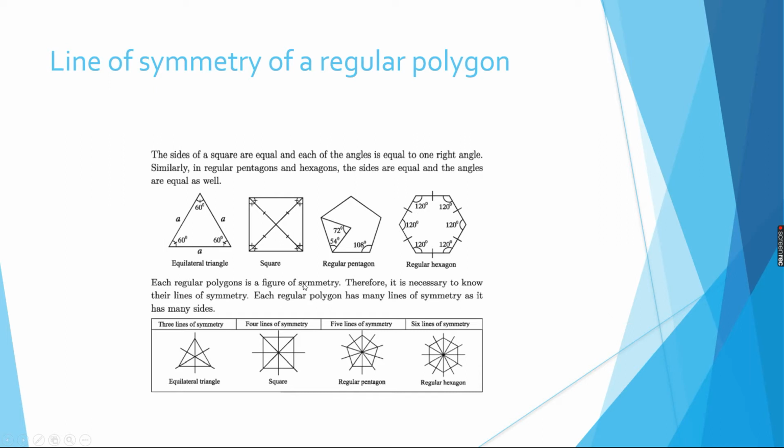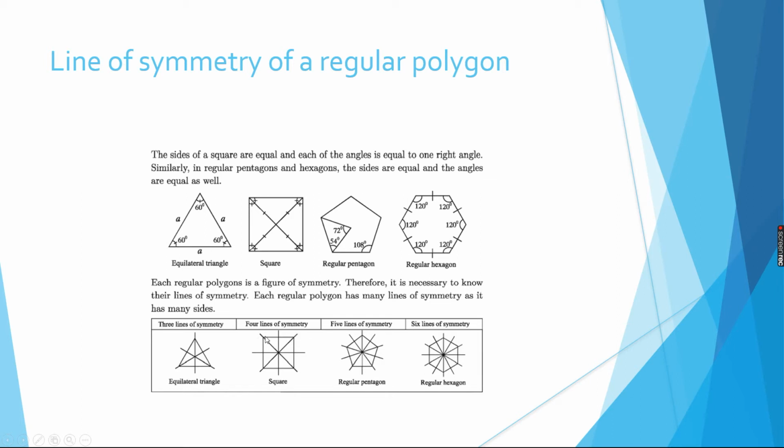Each regular polygon is a figure of symmetry. Therefore, it is necessary to know the lines of symmetry. Each regular polygon has as many lines of symmetry as it has sides. You can see that in an equilateral triangle there are three lines of symmetry, that means the lines should go through a center point. Okay, so this can be called a centroid. If you draw three medians, you can find the centroid of this triangle, and these three lines are called the lines of symmetry.